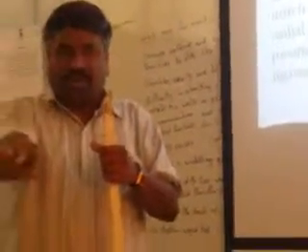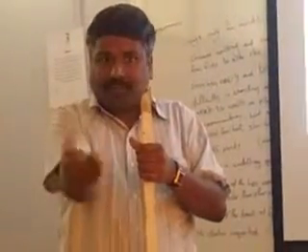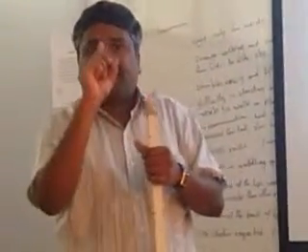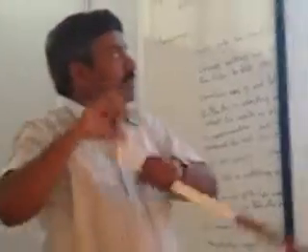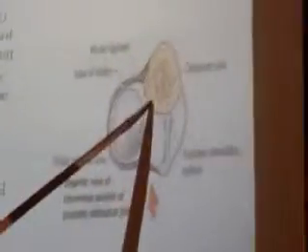So this pronation and then supination movement, they are just rotation movements in which the head rotates. That's why it is a pivot variety of synovial joint. A very important ligament of this joint is the annular ligament, which holds the head of the radius to the radial notch.